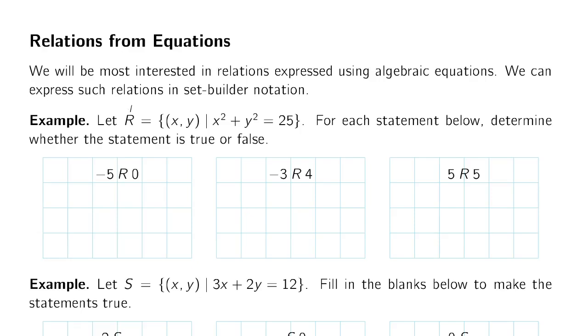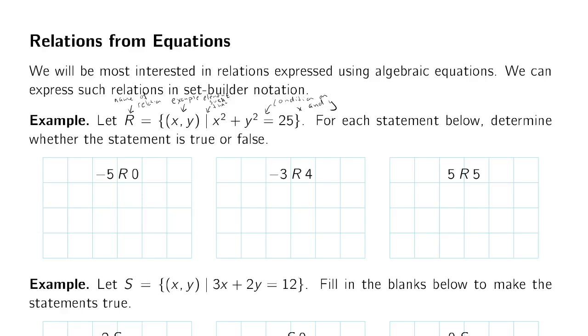We have R is the name of the relation, and then the rest of this is set builder notation. XY is the example element. So this is telling us that X represents the first entry in this relation, and Y represents the second. And then we've got that bar that means such that. And then finally, the equation that describes the condition on X and Y to be in the relation. And so a pair XY is in the relation if it makes the equation true.